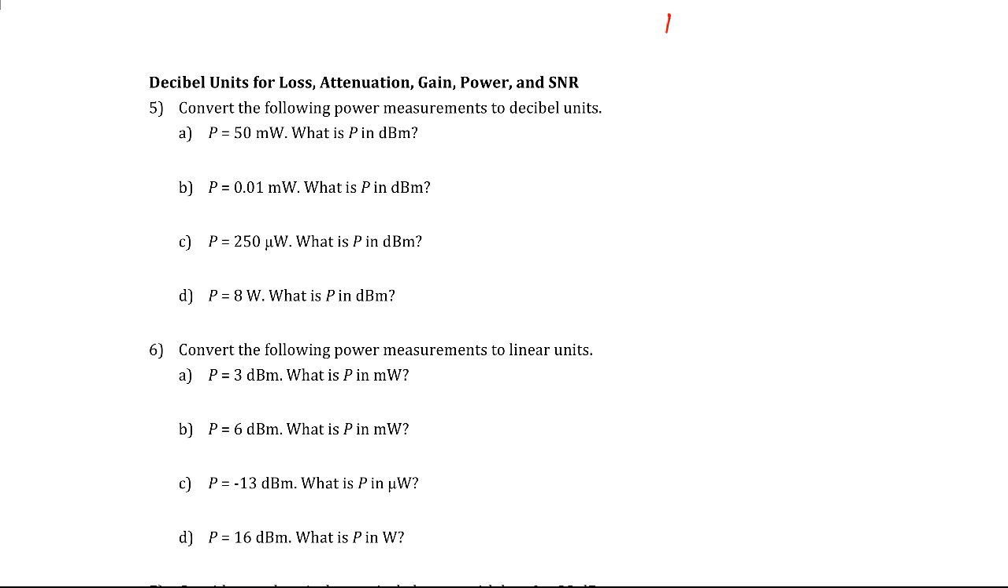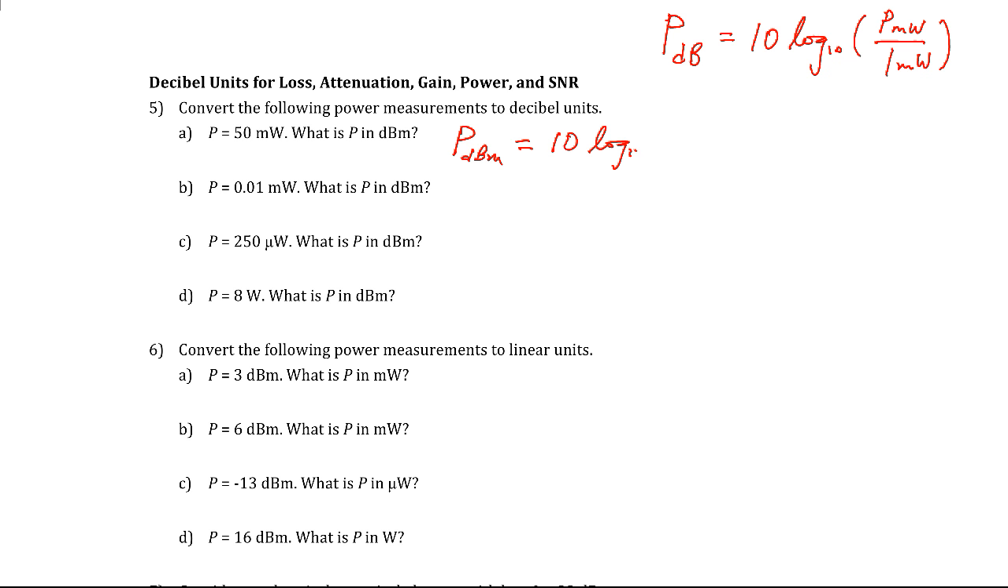That is that the power in dB is 10 times log base 10 of the power in milliwatts divided by 1 milliwatt. And the 1 milliwatt in the denominator just cancels the units on the power. So this is the equation I'll use for the first 4 problems. And so I'll say that the power in dBm units here is 10 log 10 of 50, because 50 is already in milliwatt units, which is what I need here.